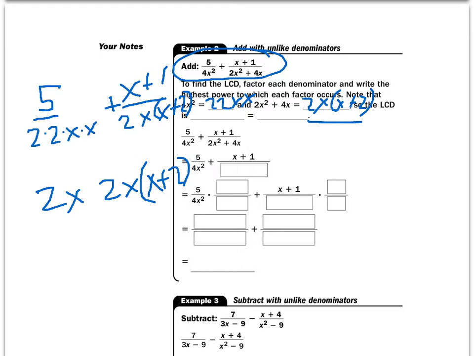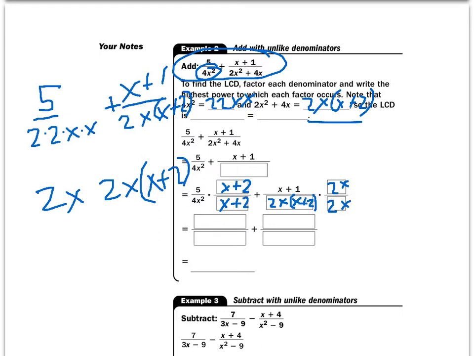Therefore, when I'm making a common denominator, I want to get to 2x, 2x, and x plus 2. Now, if I take the one on the left, I'm going to multiply it by x plus 2 over x plus 2, which is just 1, so I'm not changing the value, I'm just changing what it looks like. And the other one, which is 2x times x plus 2, doesn't have the second 2x, so I'm going to multiply it by 2x, top and bottom.